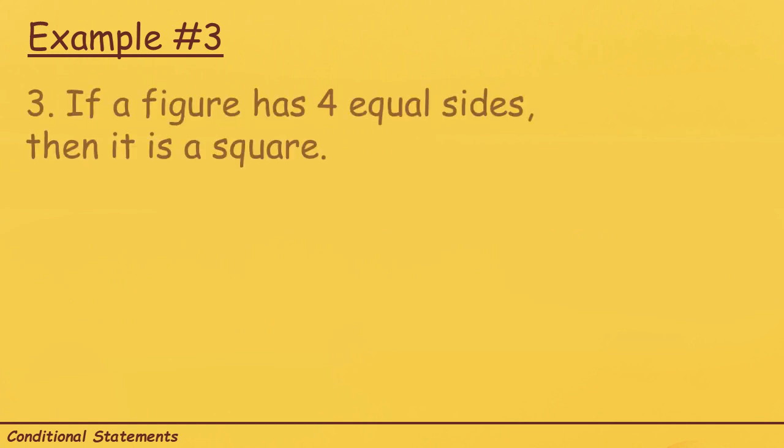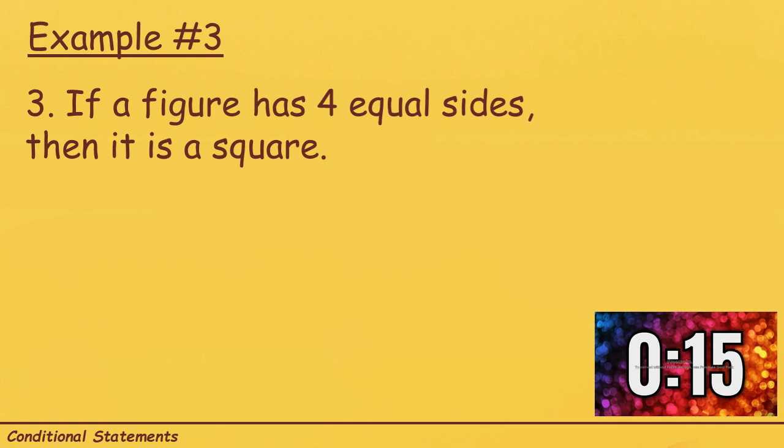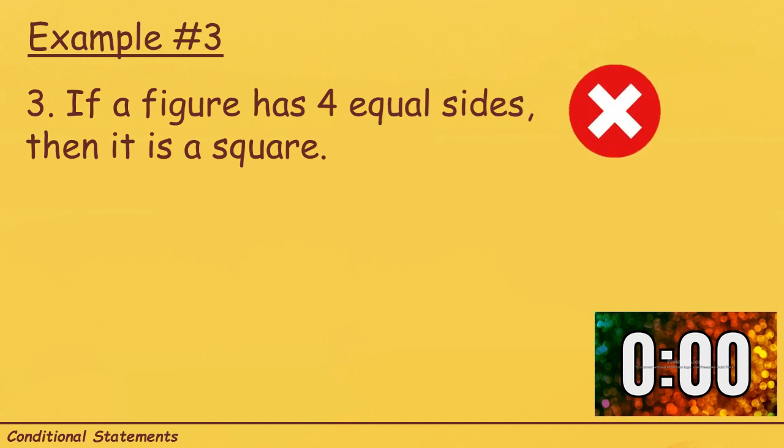Example number 3. If a figure has 4 equal sides, then it is a square. I'm going to give you 15 seconds to think of your answer. What do you think? Is it a true or false conditional statement? The correct answer here is, oh, it's a false statement.